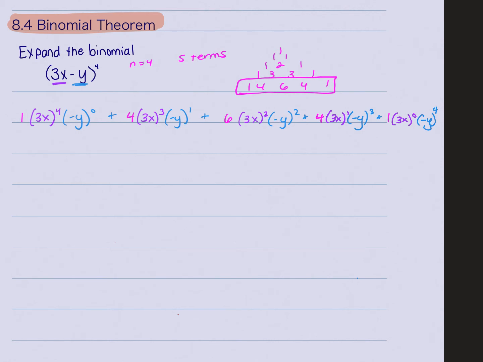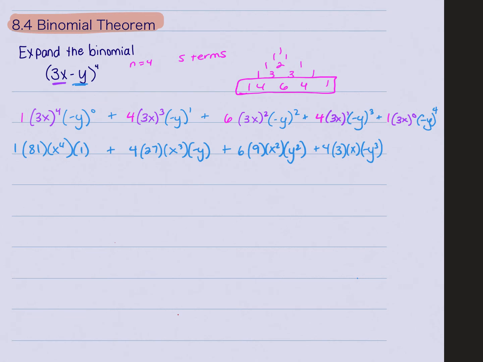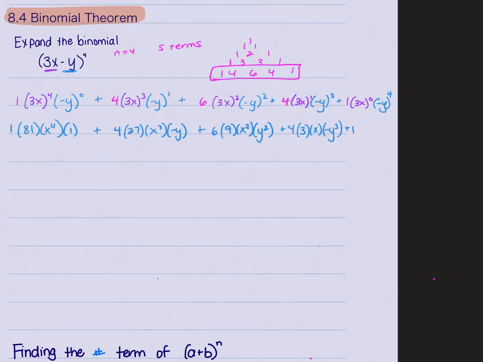But that step has to be part of your work. So I get 1: 3 to the 4th is 81, x to the 4th, negative y to the 0 is 1. Then I get 4: 3 to the 3rd is 27, x to the 3rd times negative y. Then I get 6: 3 to the 2nd is 9, x to the 2nd, negative y to the 2nd is a positive y to the 2nd. 4: 3, x to the 1st, negative y to the 3rd is a negative 3 y to the 3rd. And then 1, 1, and y to the 4th.